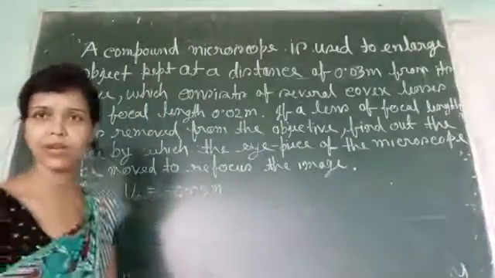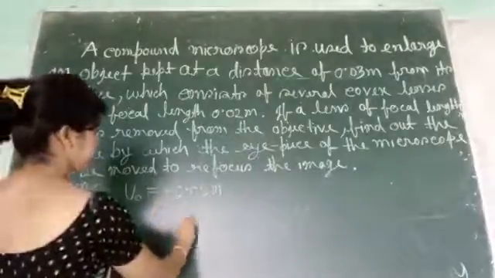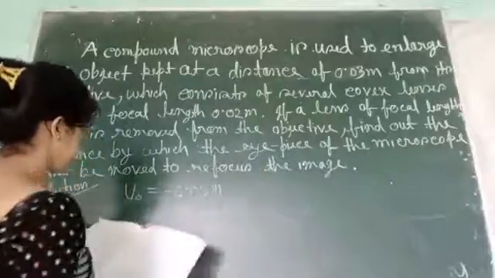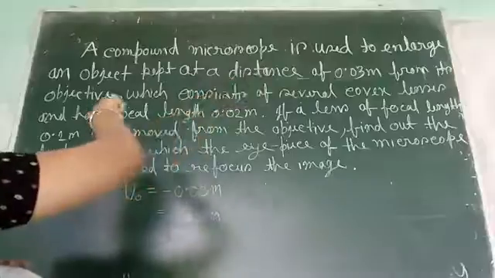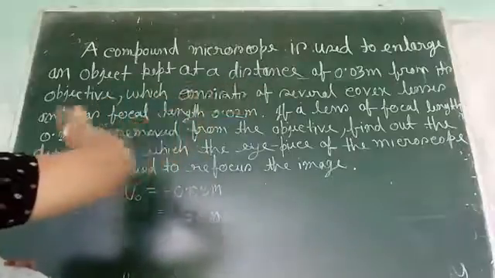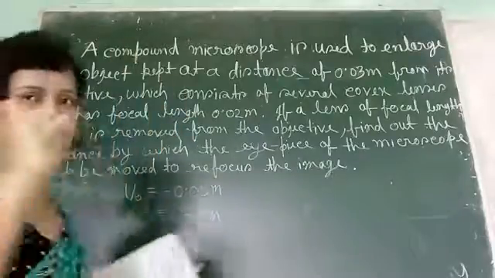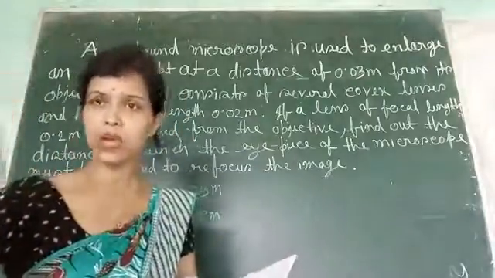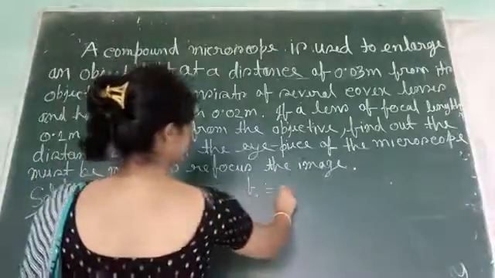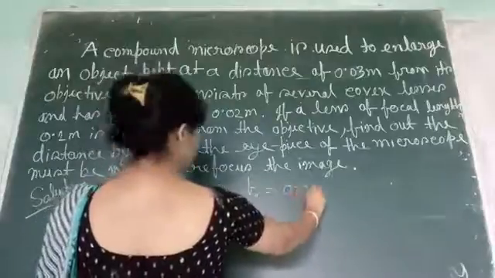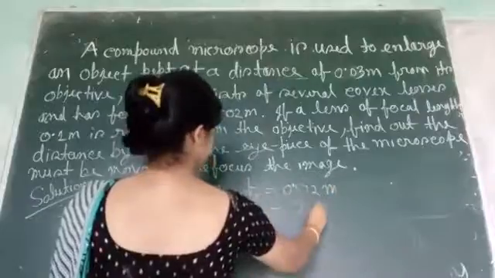Now if we convert it into centimeter, then the result will be 3 centimeter. Next, what are the given data? From its objective, which consists of several convex lenses and has focal length 0.02 meter. That means initially the focal length of the objective is given as 0.02 meter, that means 2 centimeter.